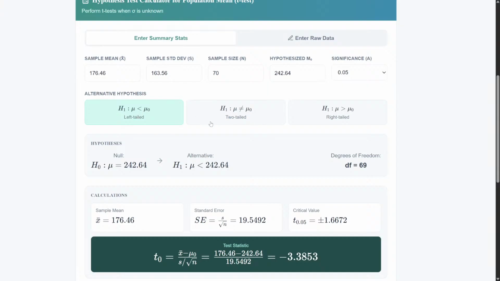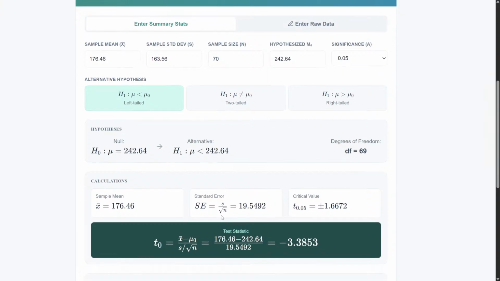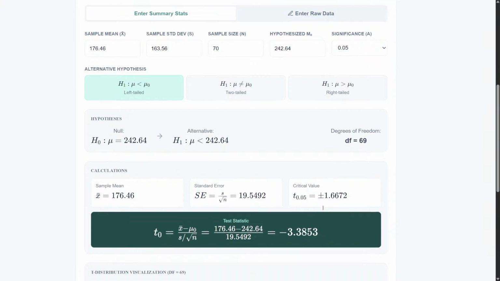So you'll notice in this one, we've got our null hypothesis, our alternate hypothesis. That's the way it was. You'll also notice that we have the degrees of freedom because this is a t-test. So we have our degrees of freedom in there. The sample mean should match what your sample mean is. The standard error, remember the standard deviation is that taken divided by the square root of n. So we're taking the 163.56 and dividing it by the square root of 70. And my critical value, my t-value, is plus or minus 1.6672. That they calculate for you.